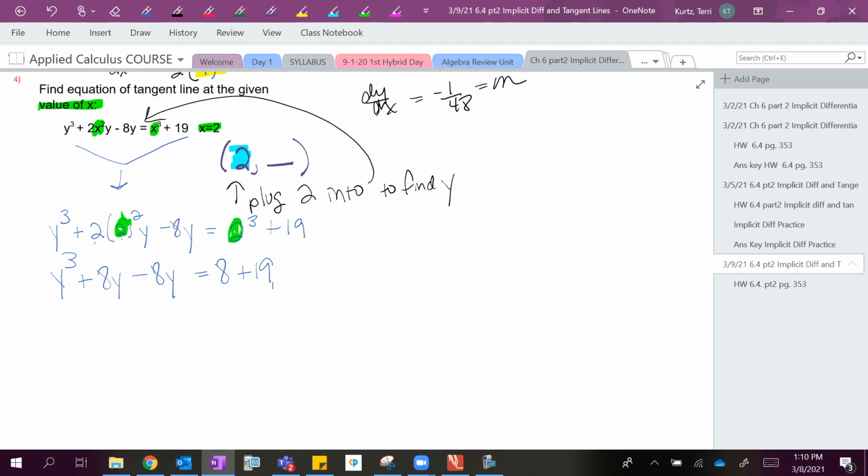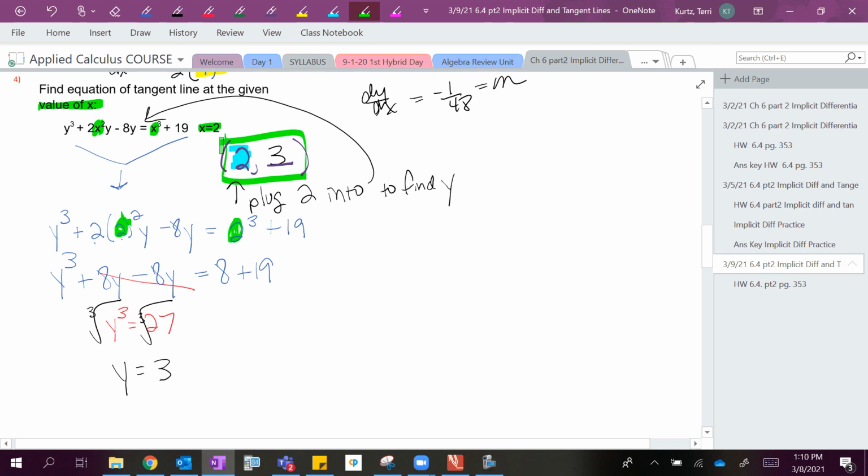Okay? When I simplify that, again, I'm solving for y because I need to turn this into a point. So those cancel. I get y cubed equals 27. And again, if y cubed equals 27 and we need to find y, then we are actually taking the cube root. And we get y equals 3. Okay? So now we know our point up here is (2, 3).